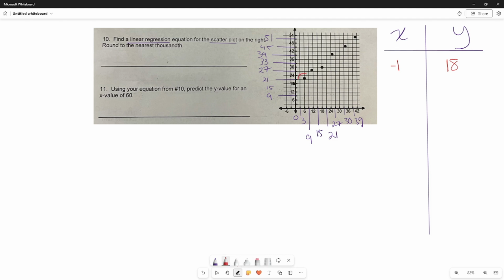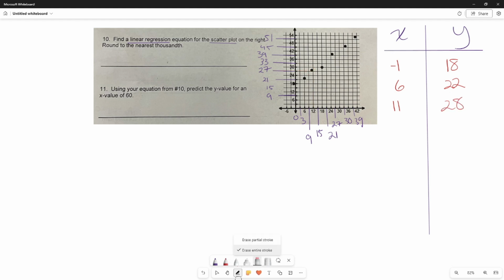Alright, and then for our second point here, once again, it looks like our x value is right on 6, so that's 6. And then for our y value, it's right above 21, so I'm gonna just put 22. Okay, for our third point here, it looks like it's just behind 12, so I'm gonna say the x value of that is 11. And that point is like right above 27, so I'm gonna just say the y value is 28.